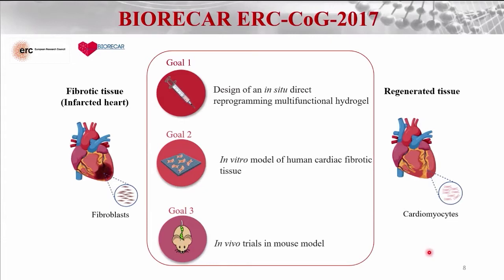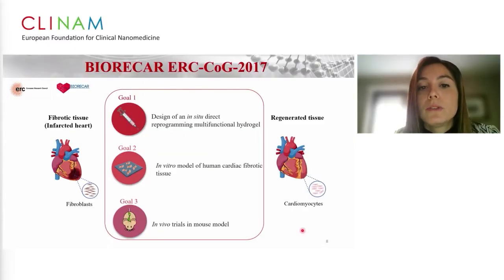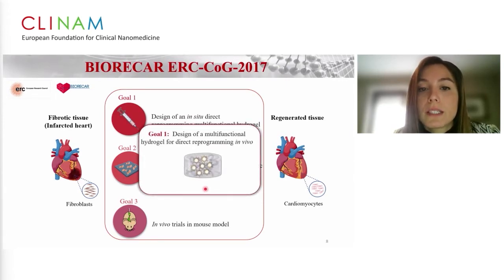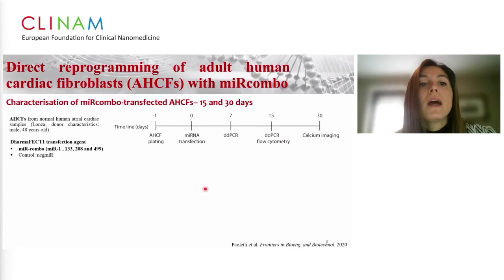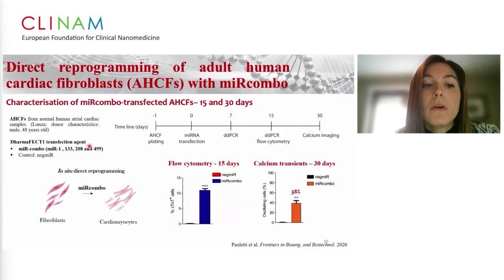This work is part of the BioRecard project, an ERC-funded project which proposes a new regenerative medicine approach to recover myocardial contractility and functionality in the post-infarct fibrotic tissue. The BioRecard project includes 3 goals. Specifically, I work on the first task, based on the design of a multifunctional hydrogel for direct reprogramming in vivo. Our group has recently demonstrated that a combination of 4 microRNAs called MIR combo can trigger the transdifferentiation of adult human cardiac fibroblasts into induced cardiomyocytes, which was previously demonstrated in a mouse model.